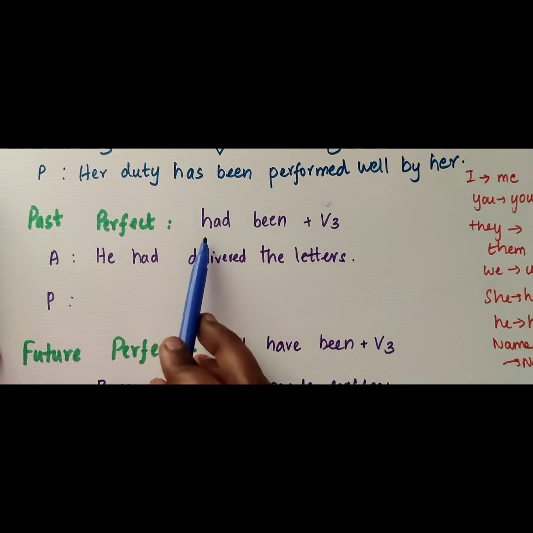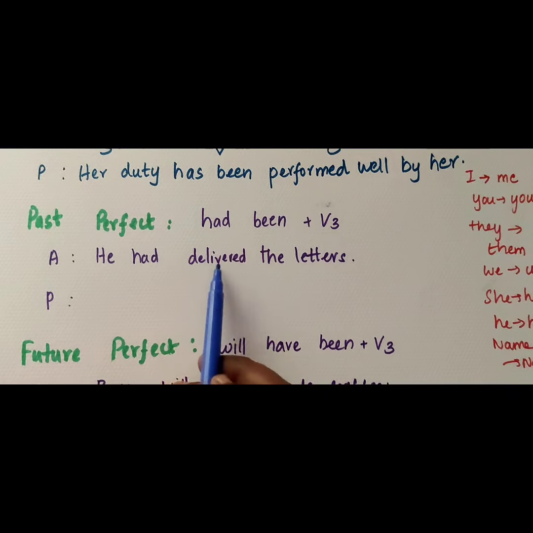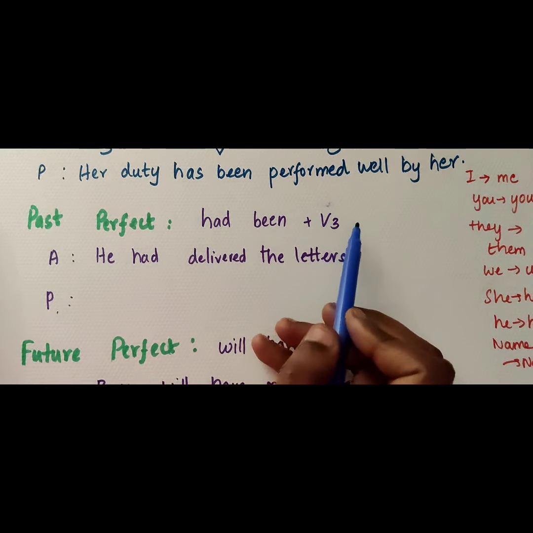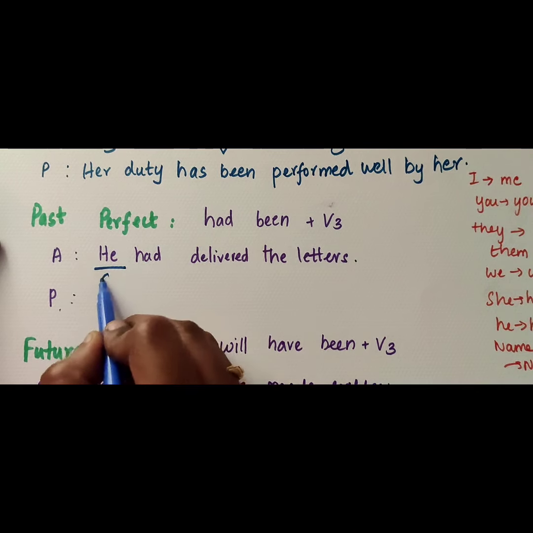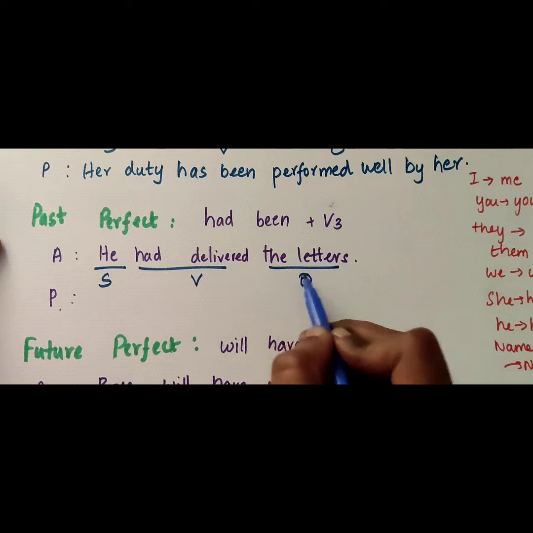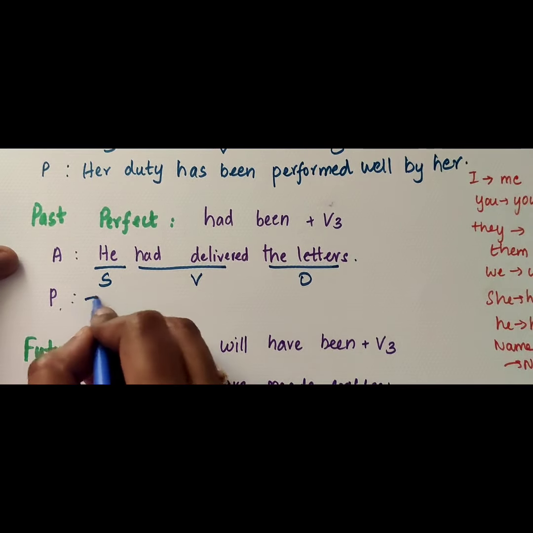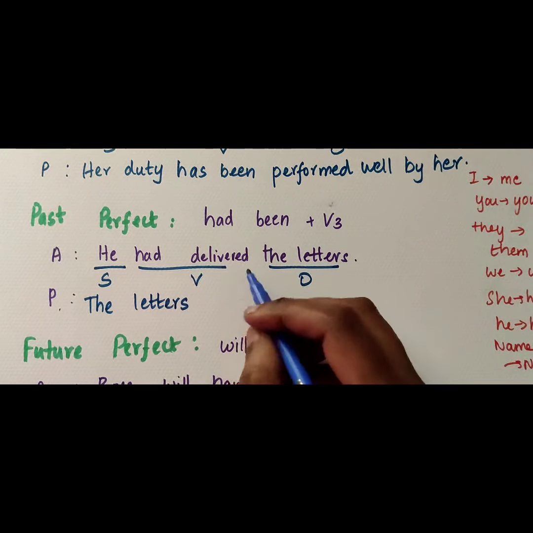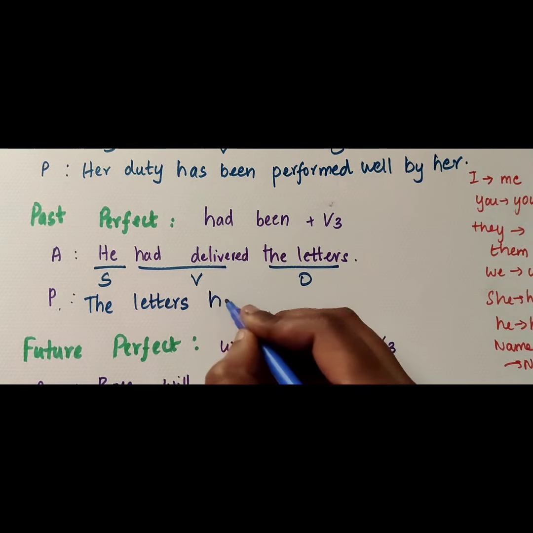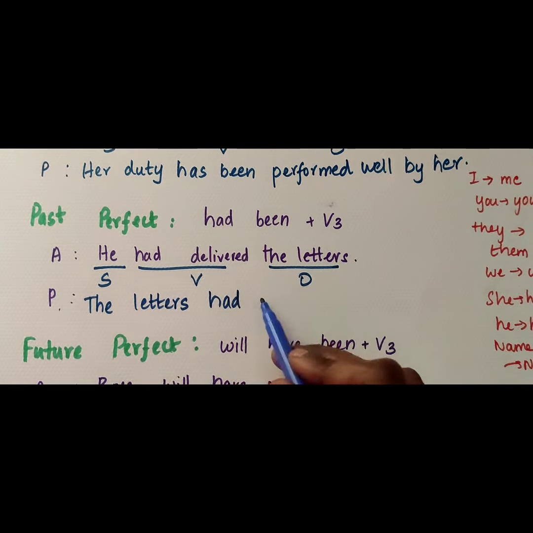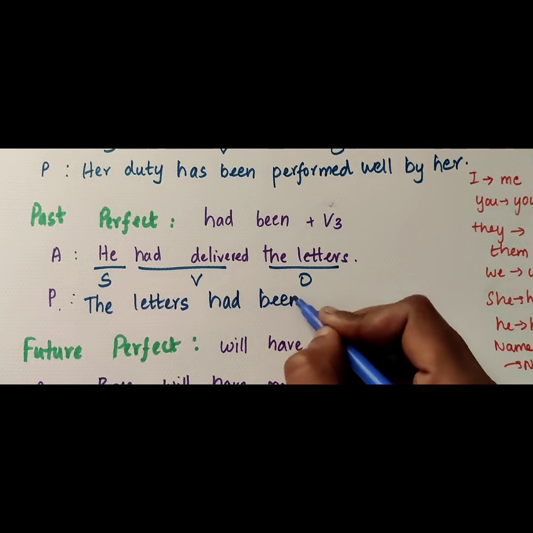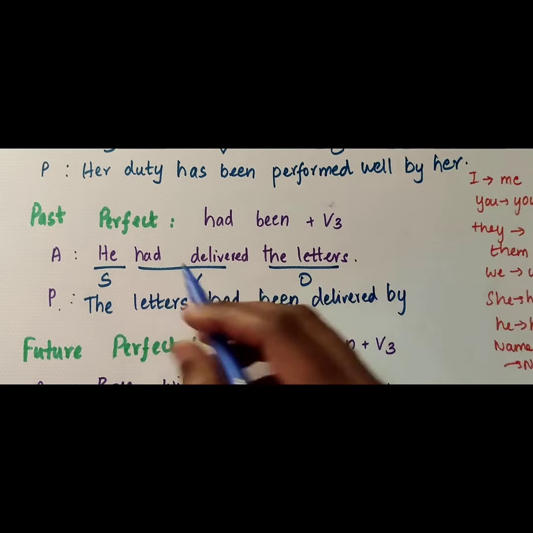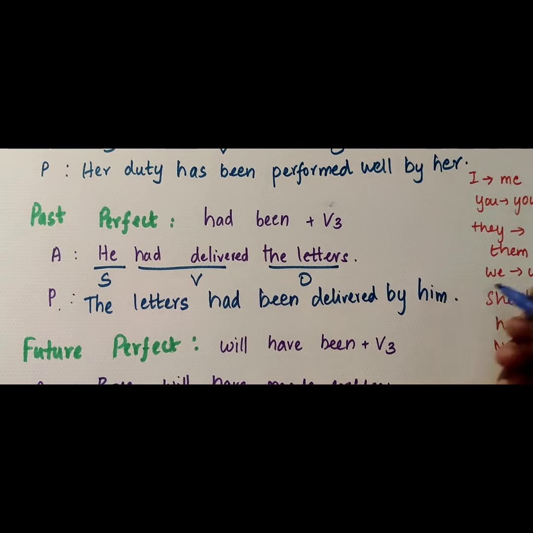Past perfect will have had plus verb. In passive form it should be had been plus third form plus by. Okay, subject, verb, object. Here the letters will come first, the letters had been. Here you do not care about singular or plural, it is always had been only. Had been delivered by, he will change to him.